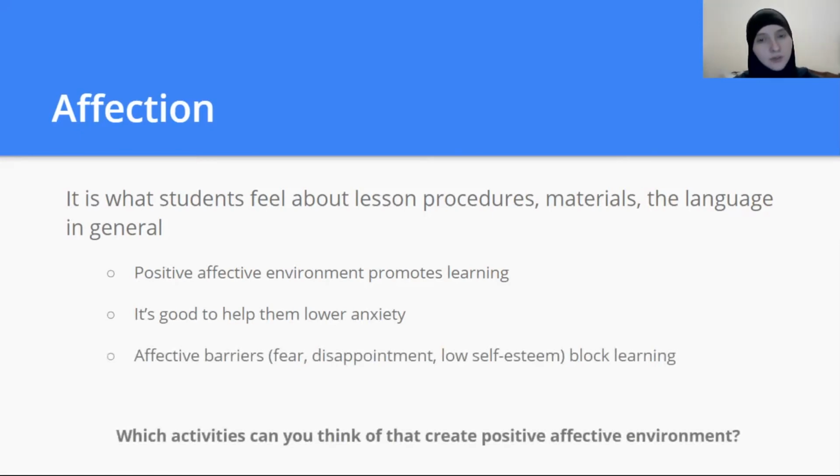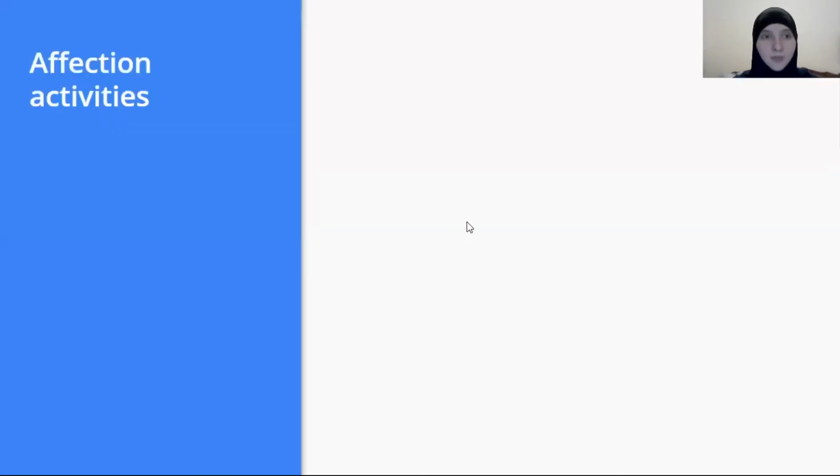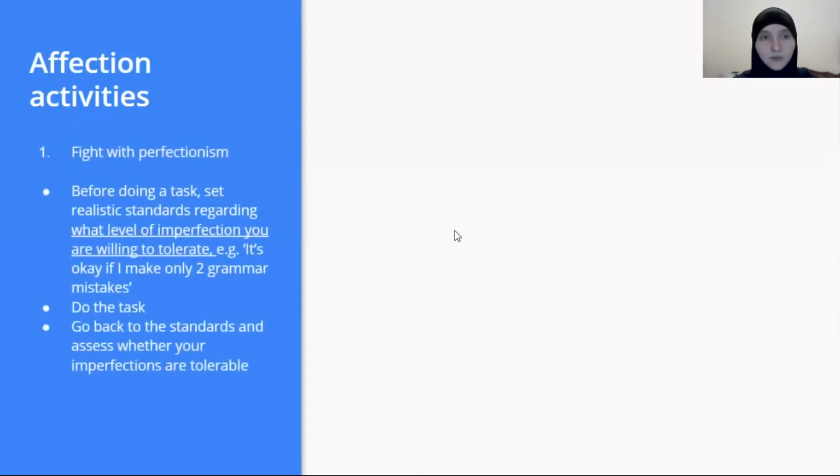Which activities can you think of that create a positive, effective environment? Let me share a few ideas. So the first one would be fight with perfectionism. Before doing a task, we can set some realistic standards regarding what level of imperfection we are willing to tolerate.